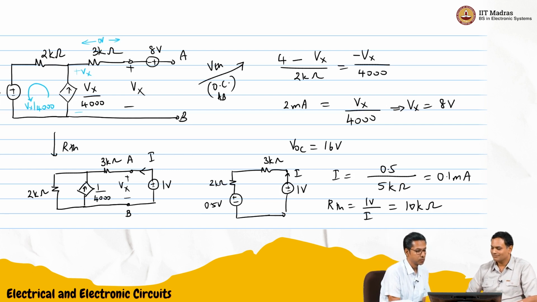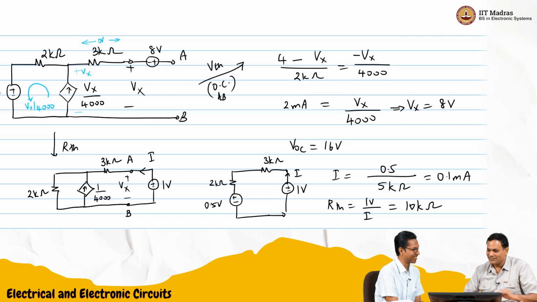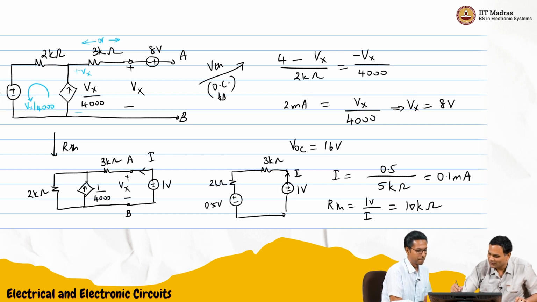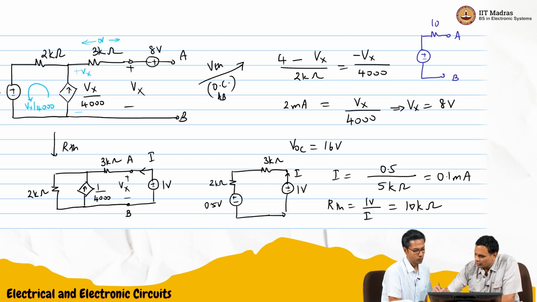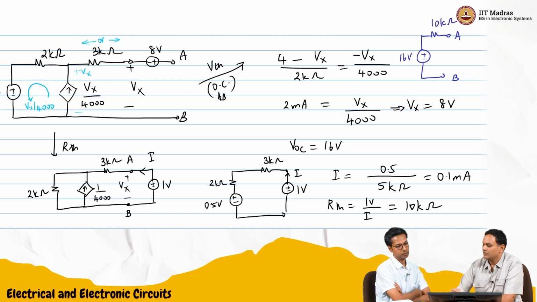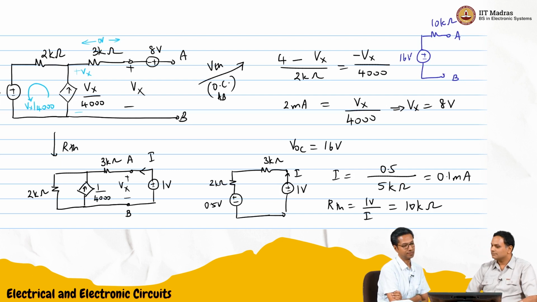Super. Just for the sake of completion, we'll draw the Thevenin equivalent. I'll draw it here, across A and B. We said RThevenin is 10 kilo ohms and the open circuit voltage was 16 volts. So this is your Thevenin equivalent. In the Thevenin equivalent, you don't see that control source, because we have already taken care of everything.